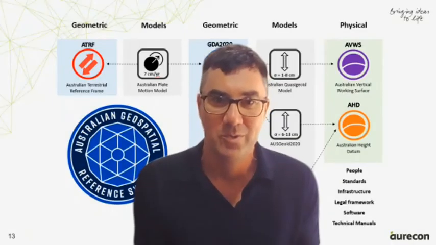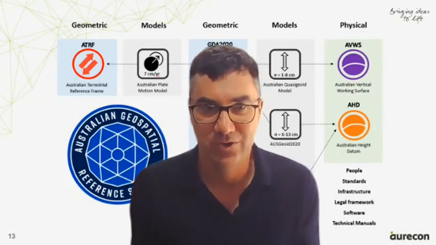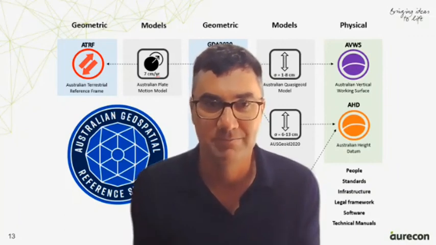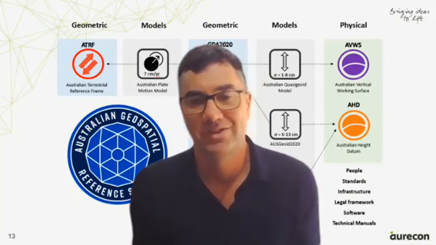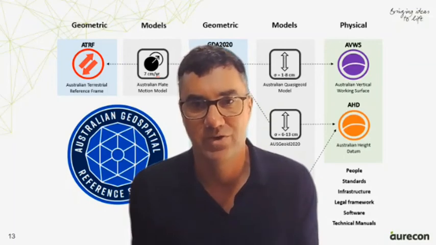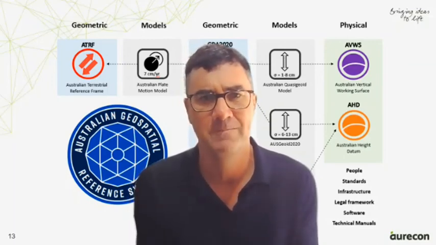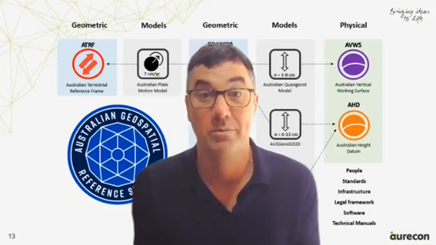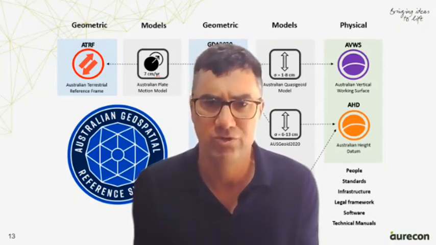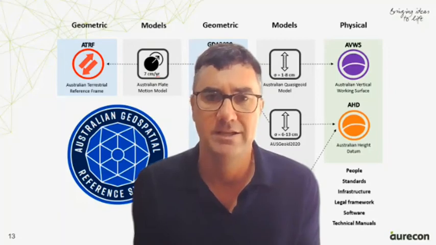Hi folks, I'm here to introduce GDA 2020 to you. It's Australia's new datum. From time to time, jurisdictions like Australia like to refresh the national datum. For us here in Australia, it happens every 20 years or so. And we do that because we make better observations about the Earth's surface and where Australia is on our plate.